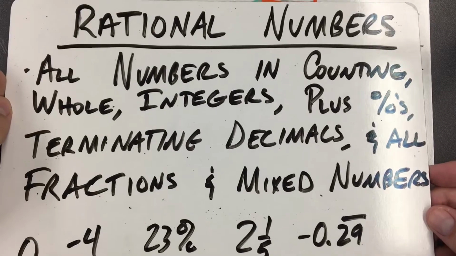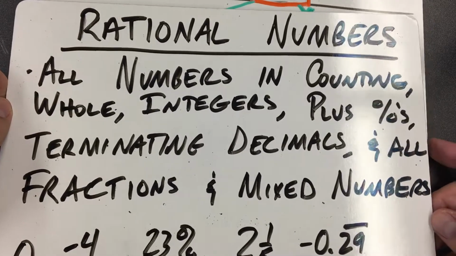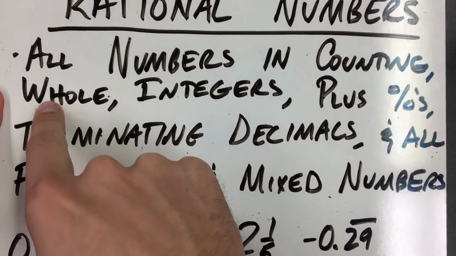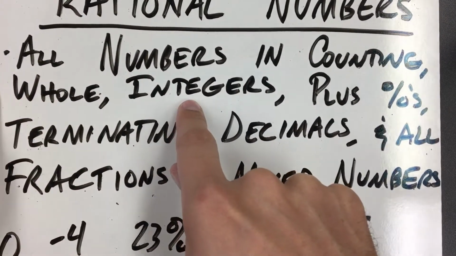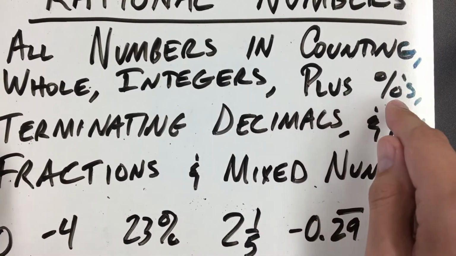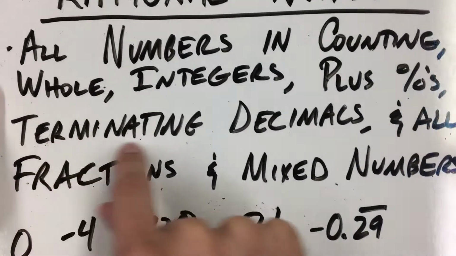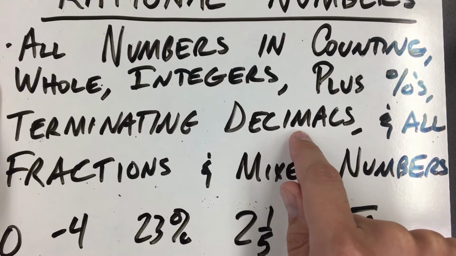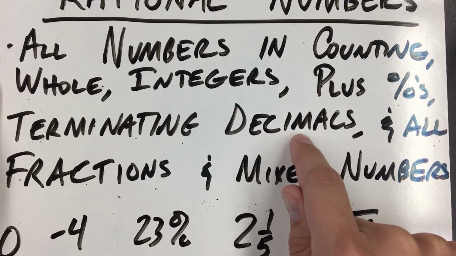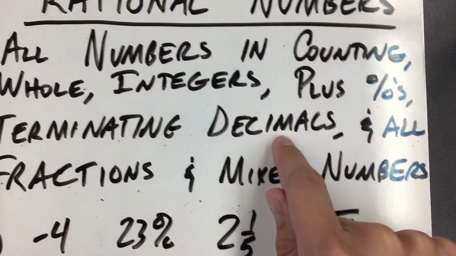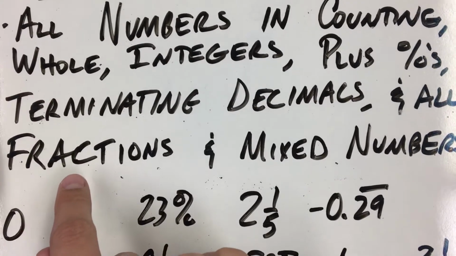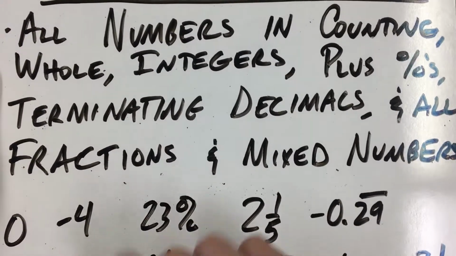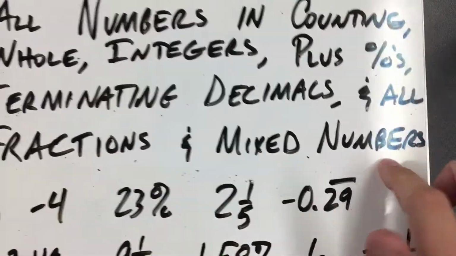Here's what rational numbers are, and now you can see why this is such a big group. Every single number in the counting numbers, every single number in the whole numbers, every single number in the integers, and now we're also going to add percentages. We're going to add terminating decimals. That means decimals that stop, right? 2.7, 5.83, -1.487, right? Decimals that stop, and I forgot on here, and all repeating decimals, and every single fraction, and every single mixed number.